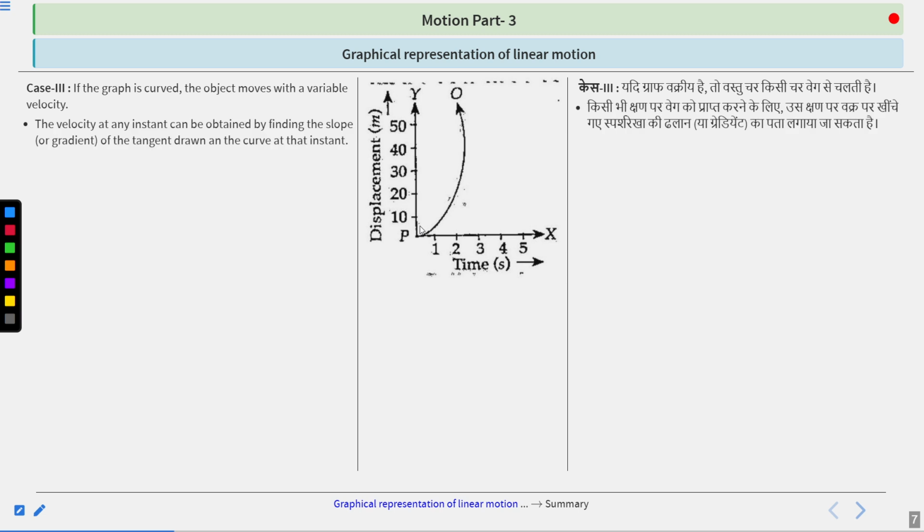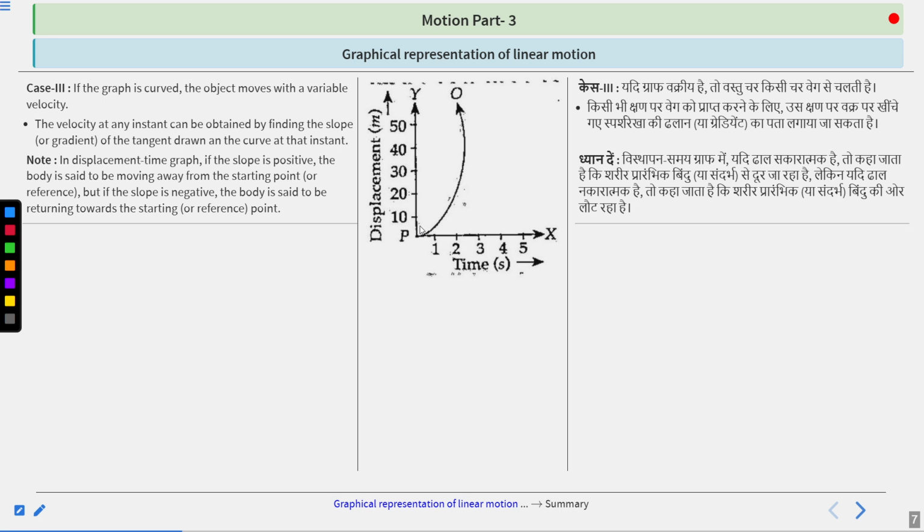The velocity at any instant could be obtained by finding the slope or gradient of the tangent drawn on the curve at that instant. There is a note. In the displacement time graph, if the slope is positive, the body is said to be moving away from the starting point, or reference. But if the slope is negative, the body is said to be returning towards the starting point, or reference.